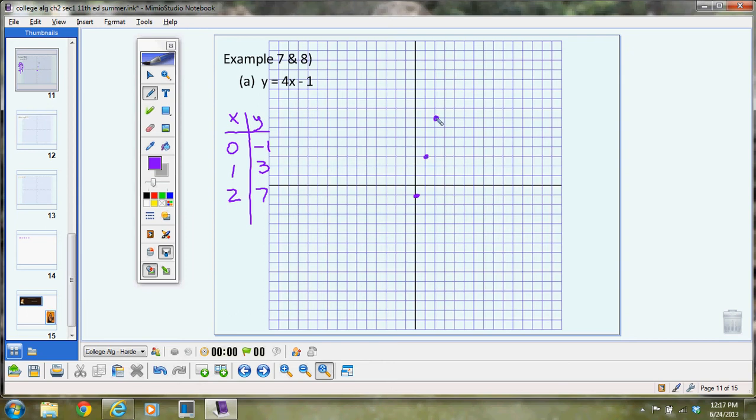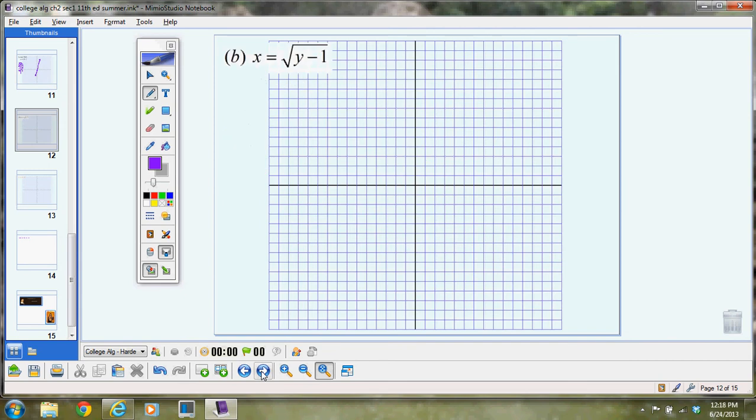It will be here. And what I end up with, it should be a straight line when I'm done. Now I could have plugged in several other points, anything. You know, it goes to infinity. You can plug in an infinite number and you're still going to come up with dots that are on that line. Now let's look at the second one.